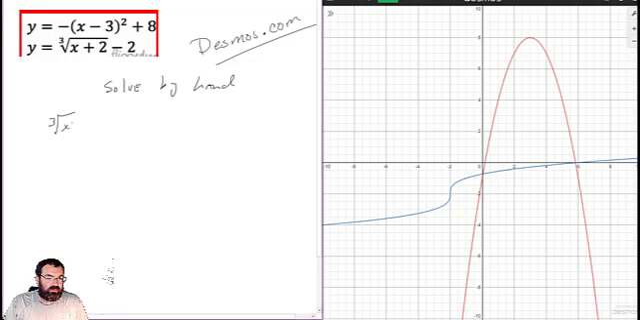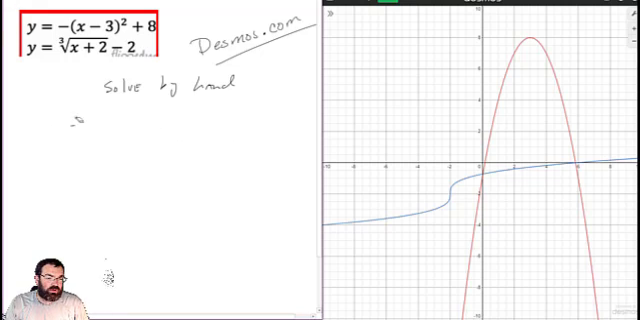So the cube root of x plus 2 minus 2 equals negative (x minus 3) squared plus 8. Now, what happens is this gets really difficult because I have to bring it over. I have to take either the cube root or the square out of there. It's going to be crazy. So that's why you're going to use a calculator.